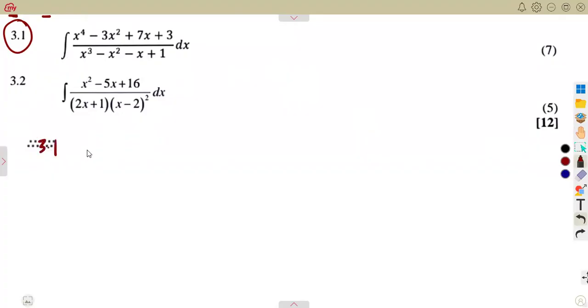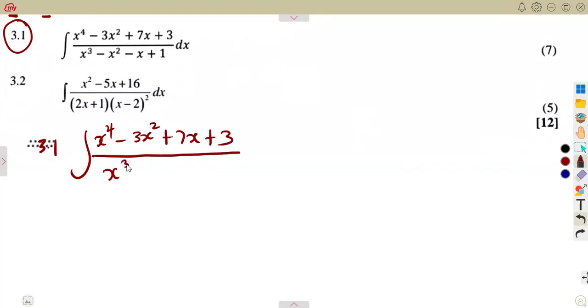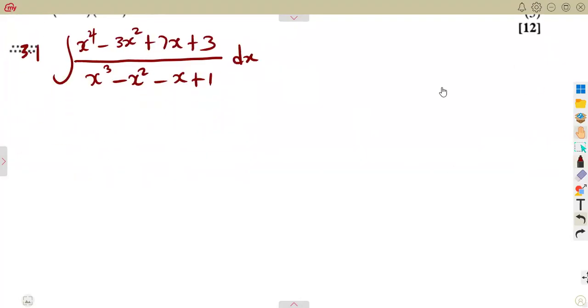So this is question 3.1, where we are asked to integrate x to the exponent of 4 minus 3x squared plus 7x plus 3. So this whole part is divided by x to the exponent of 3 minus x squared minus x plus 1 with respect to x. And that is 7 marks for that.